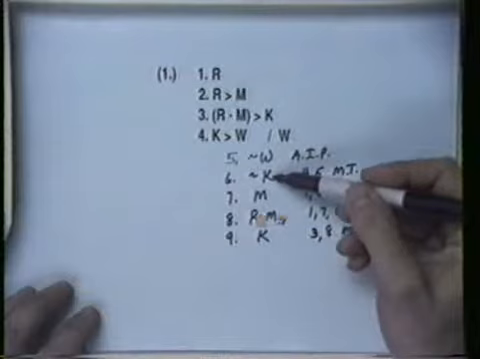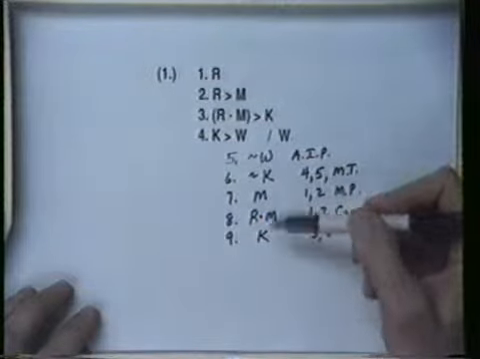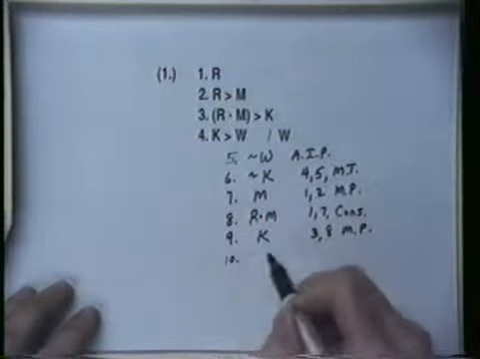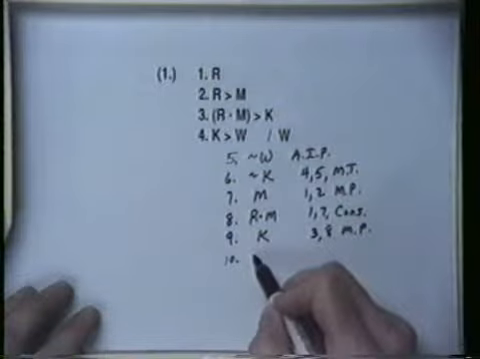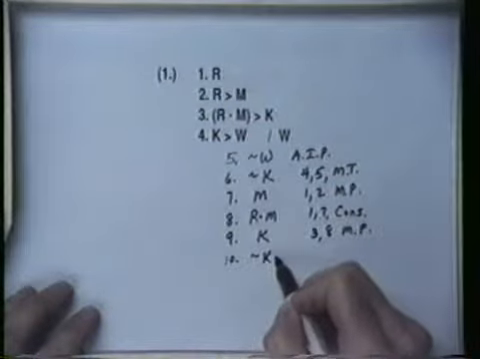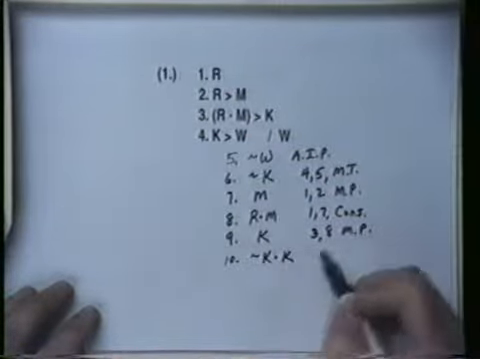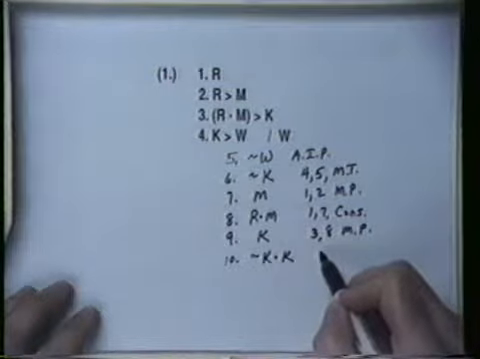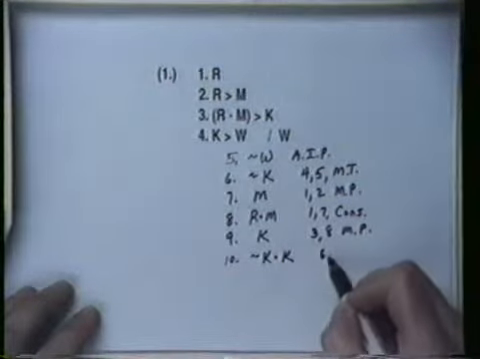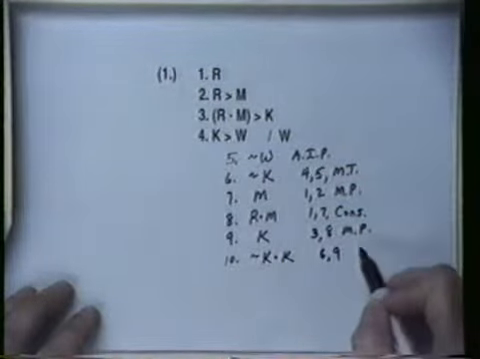And notice not K and K. We need to bring them together on one line, so the last line of the subderivation actually says something contradictory, not K and K. And this is lines 6 and 9.